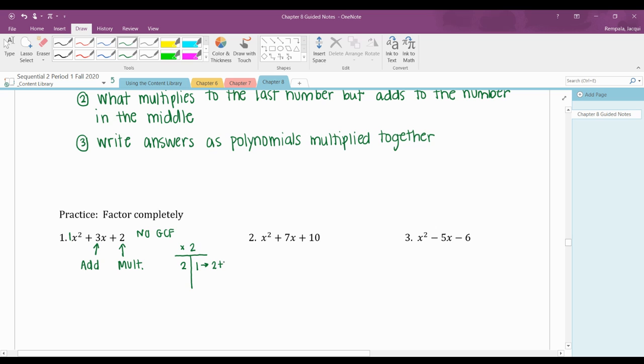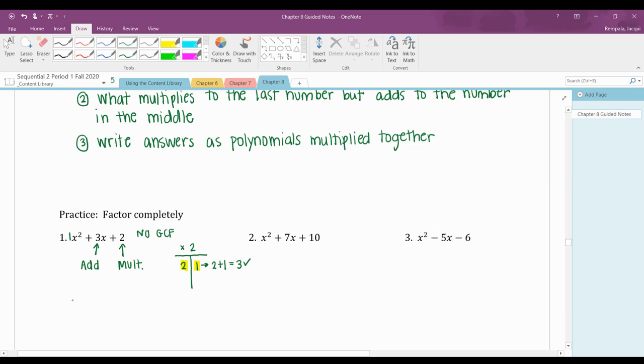So if I take 2 plus 1, I'm hoping to get the number in the middle. Well, 2 plus 1, that does check out. That does give me 3. So that tells me that these two numbers of 2 and 1 are going to be a part of my final answer when I write it as a multiplication problem.